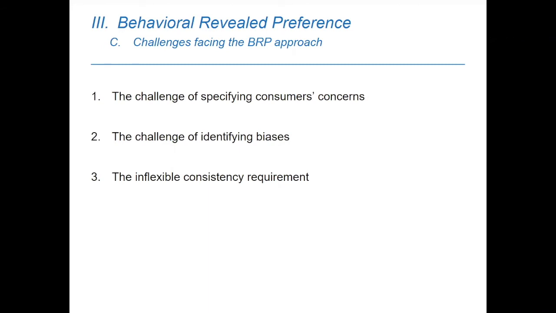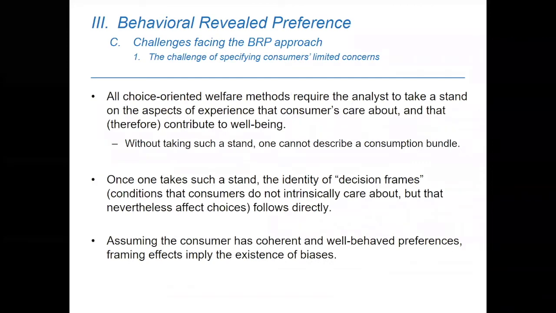Now I'm going to describe the main challenges that we face when we try to implement the behavioral revealed preference approach. There are three main challenges, which I list on this slide. I'm going to be going through them one by one. So let's start with the first one, which is the challenge of specifying the consumer's limited concerns.